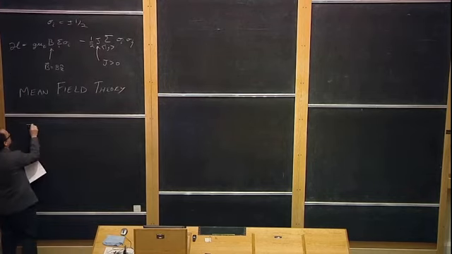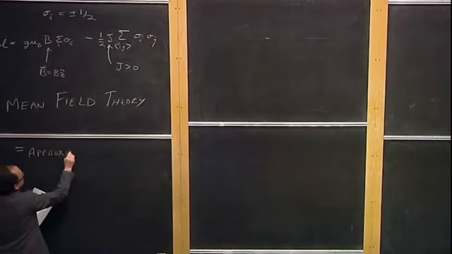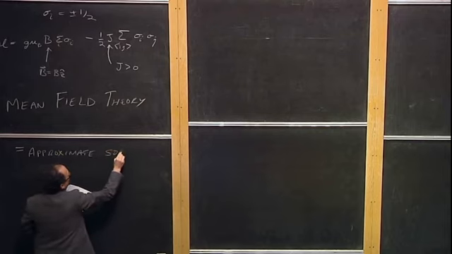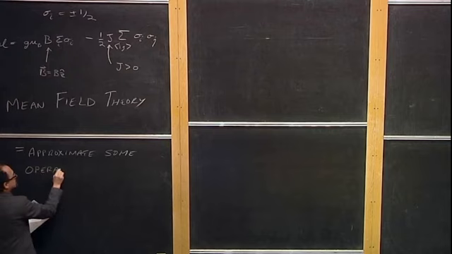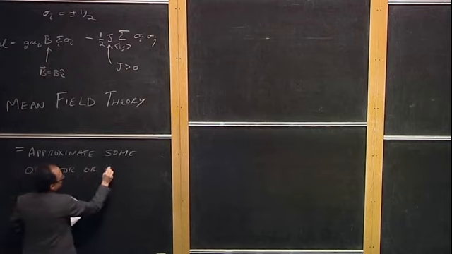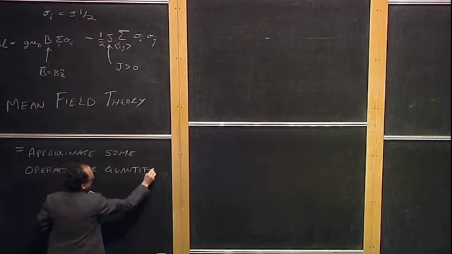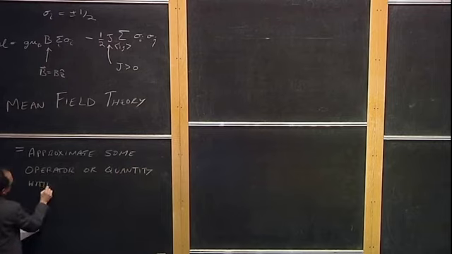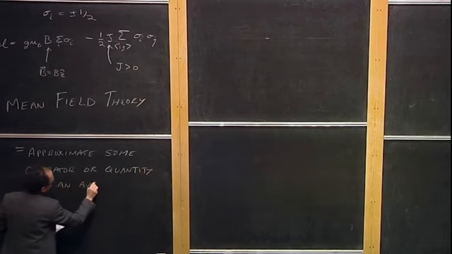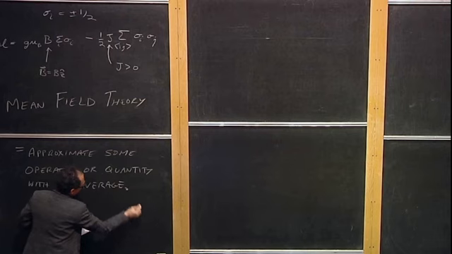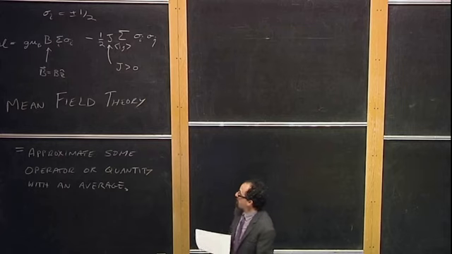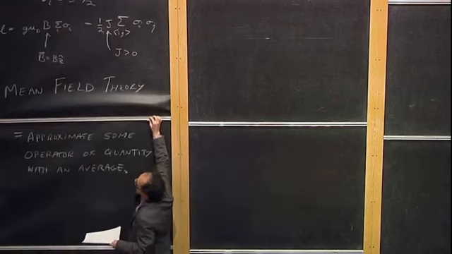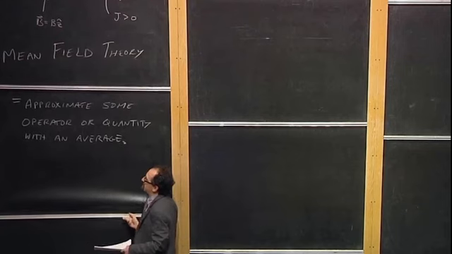So mean field theory can be approximately defined as whenever you approximate some operator or quantity with an expectation, with an average or a mean. And this is used very, very commonly, not only in condensed matter physics, but also outside of condensed matter physics. And this is sort of a very general statement. So there are many things that you can start approximating as an expectation or an average.